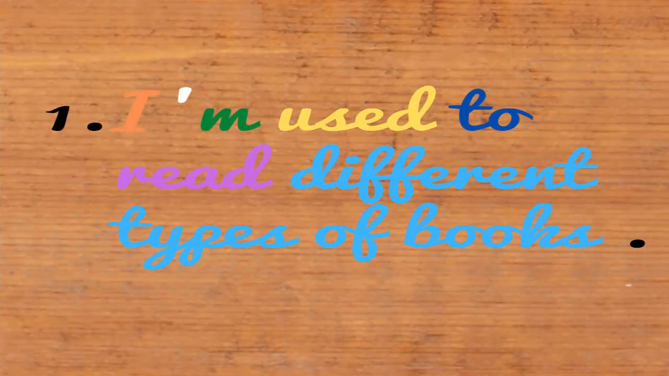But you can also give a short form of this sentence by just dropping the "a" and putting an apostrophe, as we explained in the previous lesson. So the sentence becomes, instead of "I am," "I'm used to read different types of books." So this is a short form when you speak.